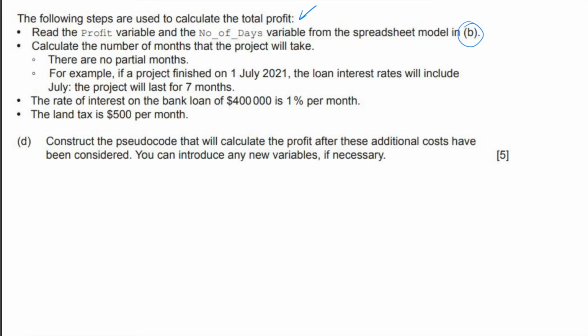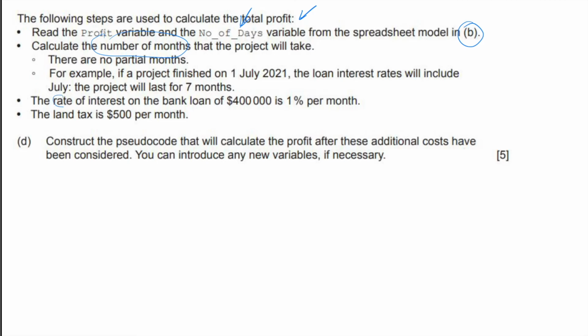So it's going to be profit and number of days, with number of days referring to how much time it takes to build a project, or how much time it takes to build a house. So we're going to calculate the number of months that the project will take, and that can be done based on the number of days.